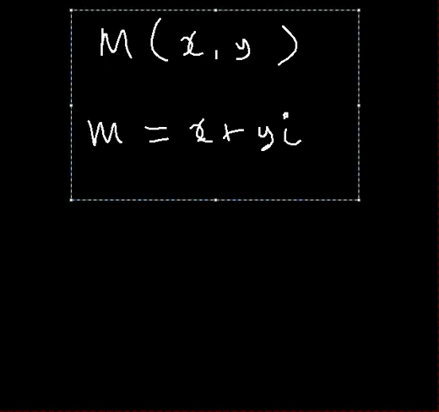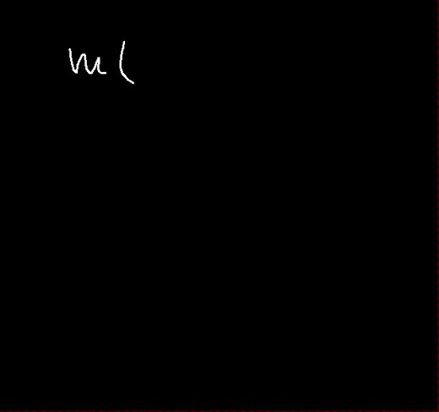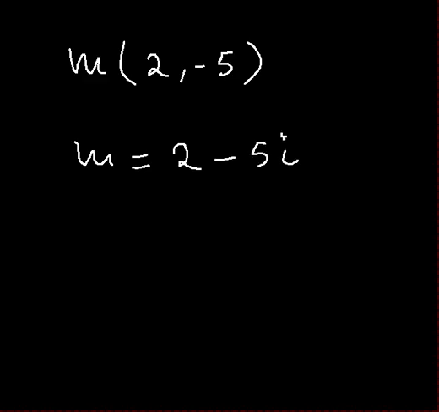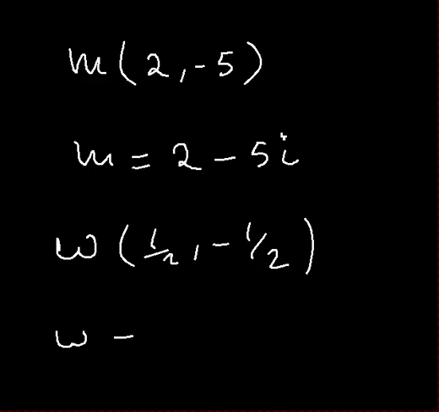In the sense that, let's say we have a point M, which is given as (2, -5). Simply this is the same as having it as 2 minus 5i. And on the same case, if we have a point W, which is (1/2, -1/2), simply this is the same as having it as 1/2 minus 1/2 i. So you can have it as that.